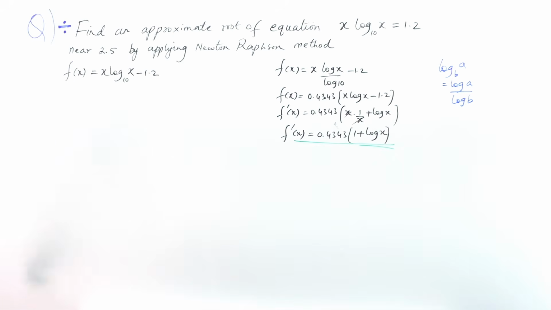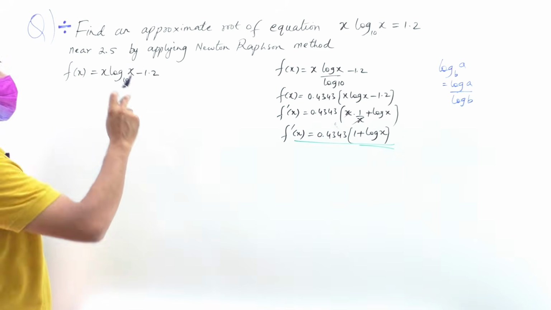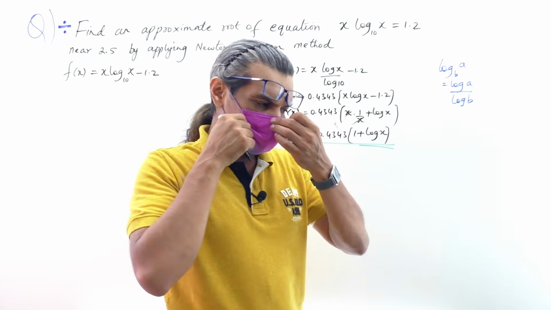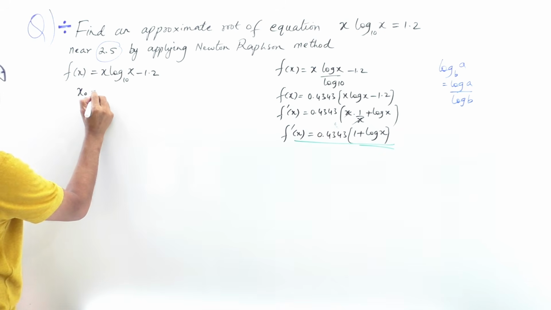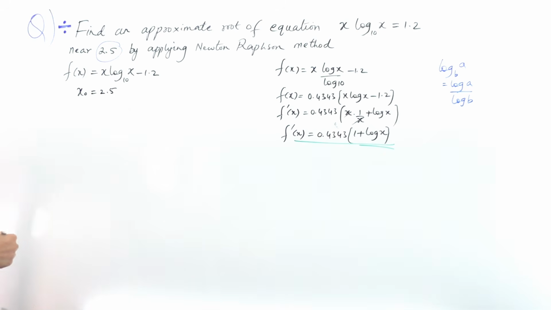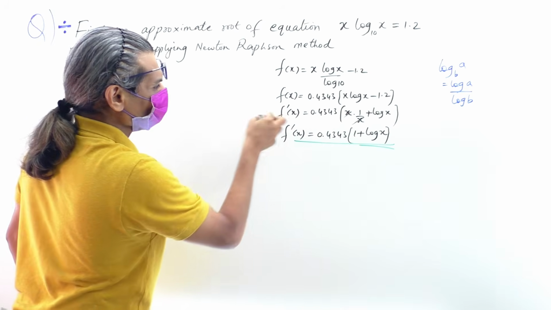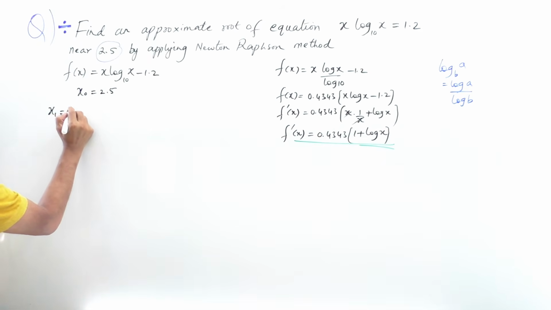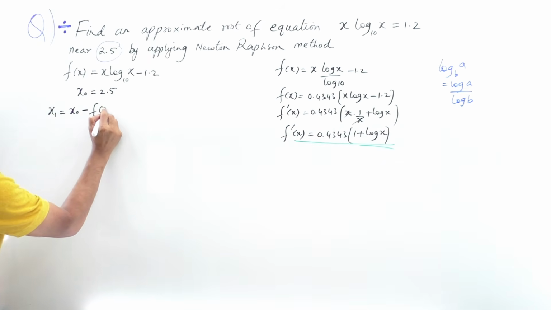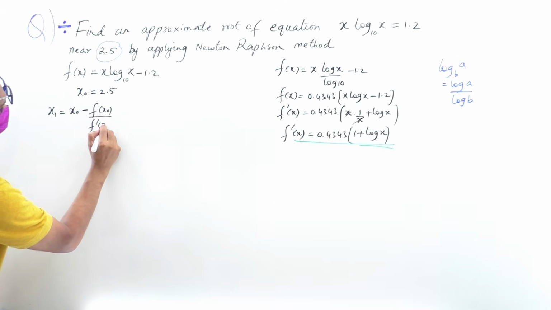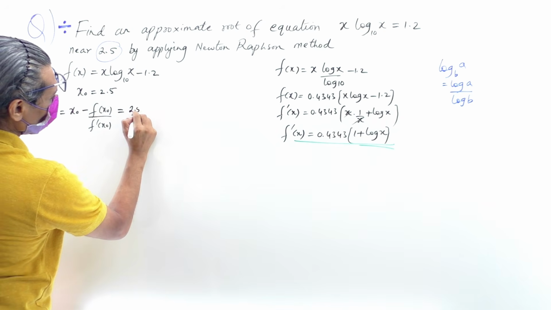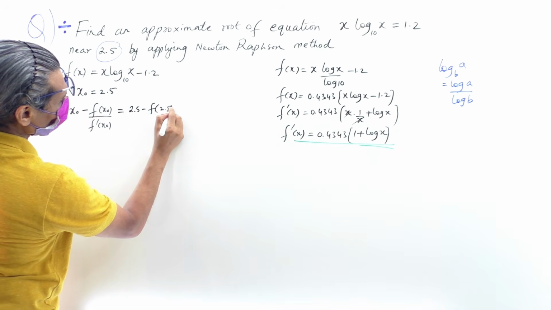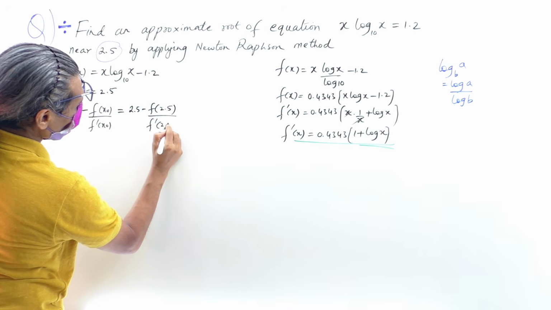Once we have f dash of x, the initial value is already given, otherwise you need to find it. Here they already mentioned near 2.5, so x naught is equal to 2.5. So for the first iteration, recall the formula of Newton-Raphson: x1 is equal to x naught minus f of x naught over f dash of x naught. That will be 2.5 minus f of 2.5 over f dash of 2.5.